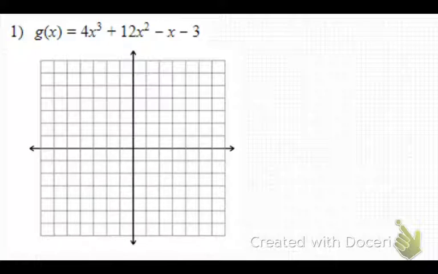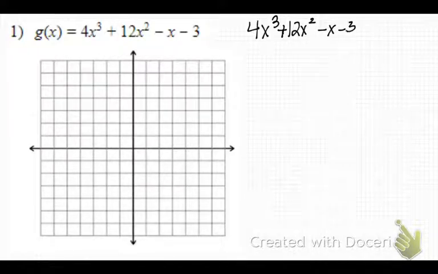Number 1 is g of x equals 4x cubed plus 12x squared minus x minus 3. Do you remember the name of this form? What is it called? Standard form. And if you forgot, I wrote that on the board because that's the title for today. So we are graphing from standard form, finding all of the information. So I have 4x cubed plus 12x squared minus x minus 3.